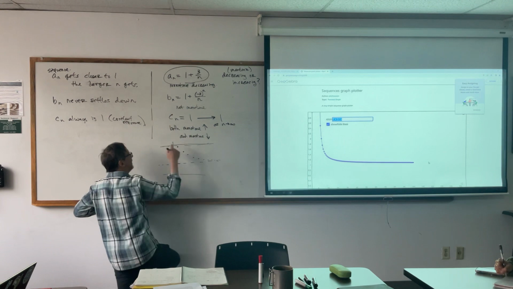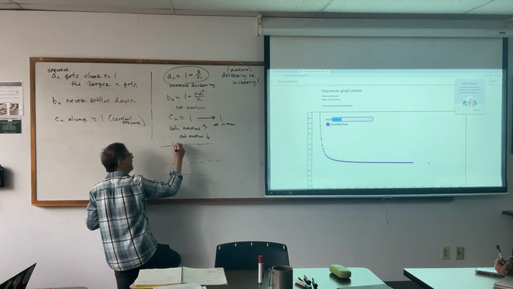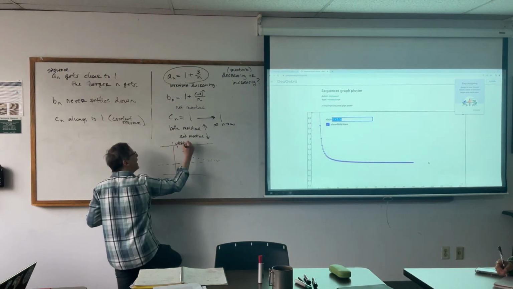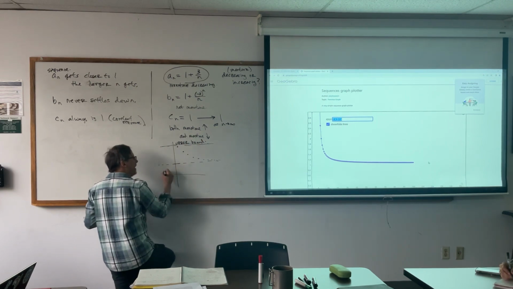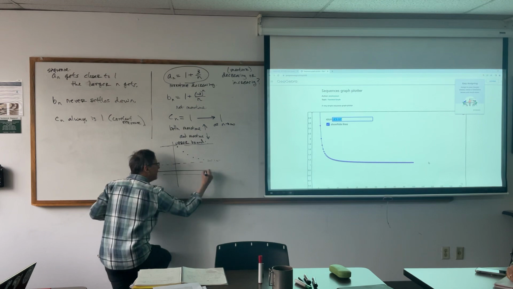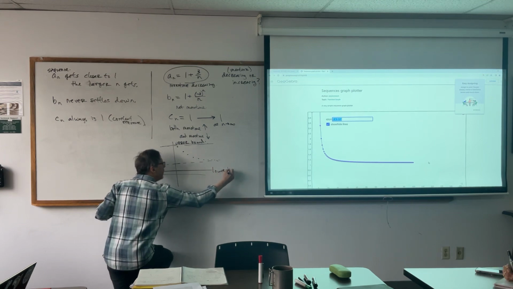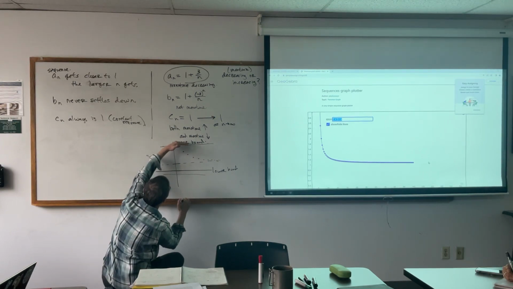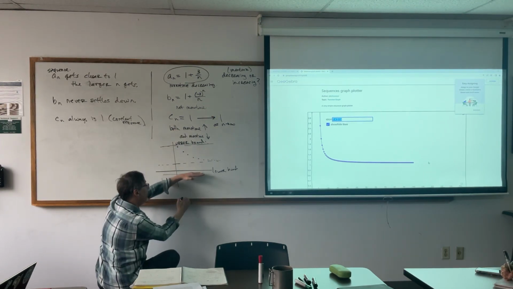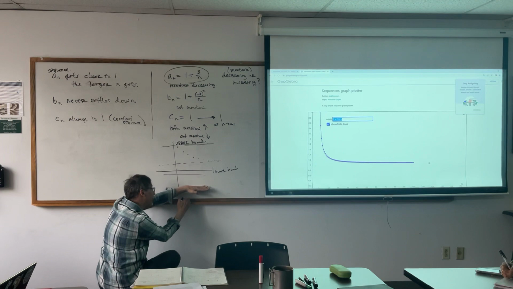Sorry, let's go back to a sub n. I apologize, I'm being really spastic. So this is an upper bound. Things never go above that. Here's a lower bound. Notice there's a lot of upper bounds and lower bounds. If I pick any line above this one, it's an upper bound. If I pick any line below this one, it's a lower bound.